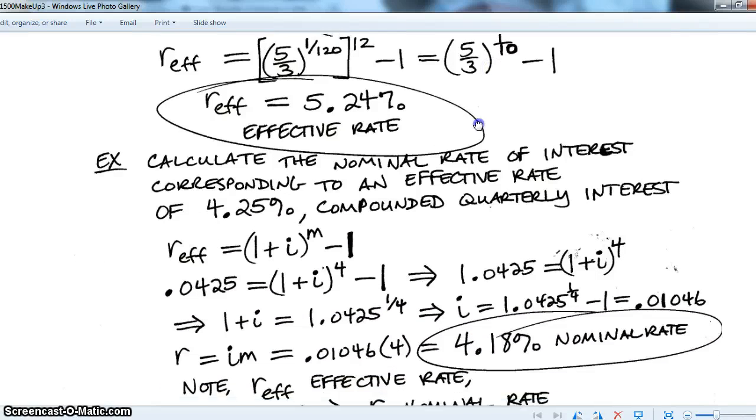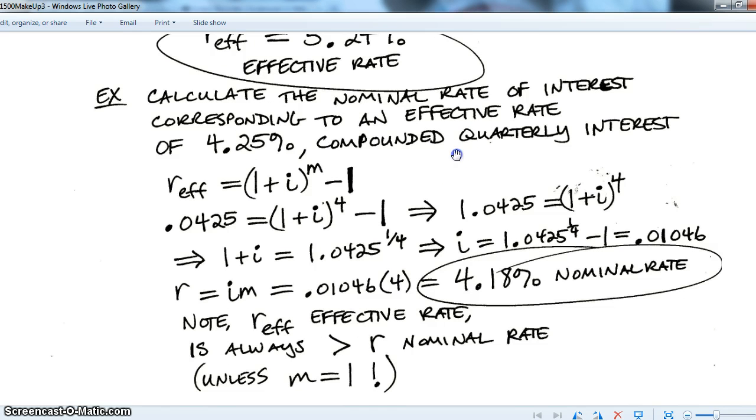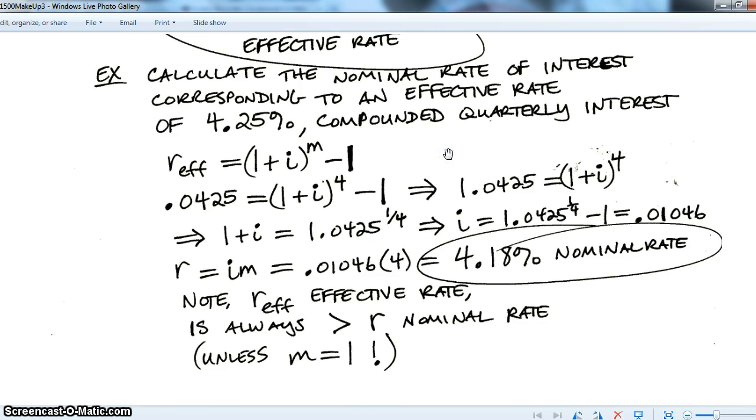Okay, so let's do one more problem, because the distinction between the nominal and effective rate can be a little bit tricky to get used to at first. So let's calculate the nominal rate of interest corresponding to an effective rate of 4.25% compounded quarterly. So this does not mean that the 4.25% is the nominal rate that's getting compounded. It means that this is the effective rate, and we want to say what's the nominal rate that would produce this effective rate.